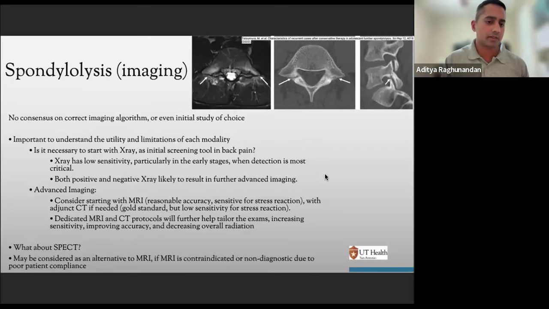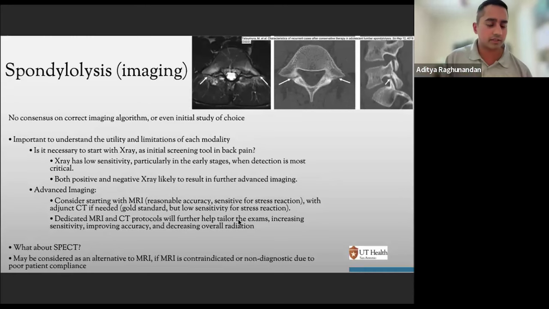Another part that I didn't put on here, but I think is important to understand, is getting obliques, or a Scotty dog view. That's fallen out of favor. This used to be commonly done, where they would do an AP lateral and add oblique views to see if you can get a better view of the pars interarticularis. That's fallen out of favor because, one, it adds more radiation, and going back to these bullets, it's pretty low sensitivity. So even if you look at it, you might miss it in the early stages.